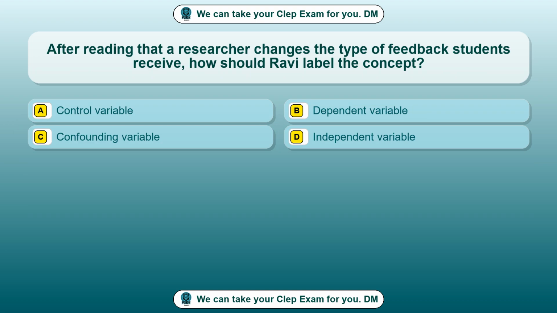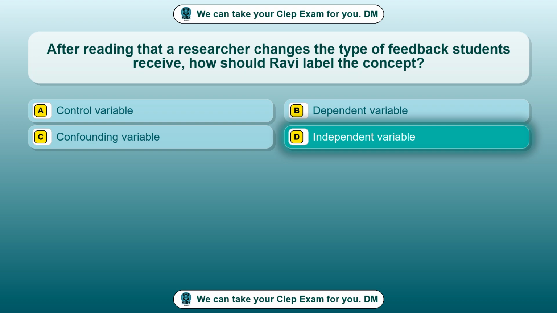Question 90. After reading that a researcher changes the type of feedback students receive, how should Ravi label the concept? Option A, control variable. Option B, dependent variable. Option C, confounding variable. Option D, independent variable. The correct answer is option D, independent variable.